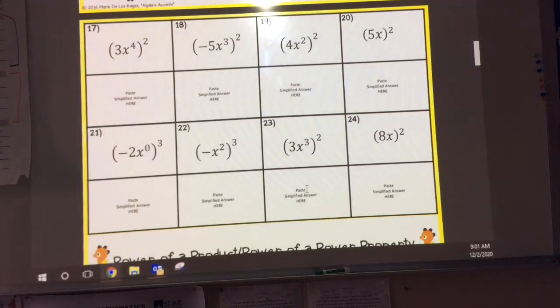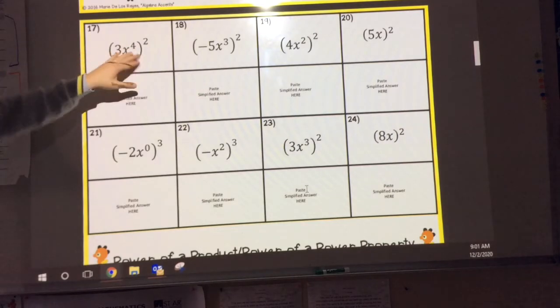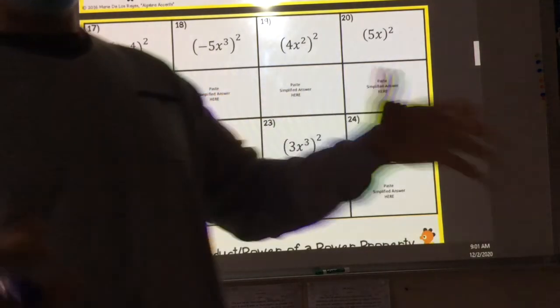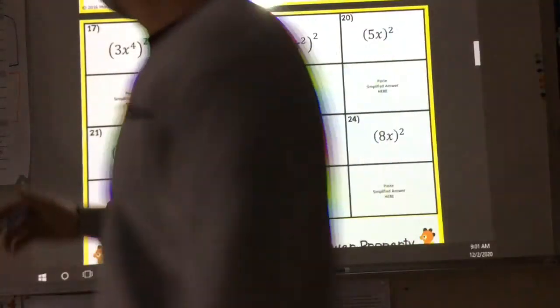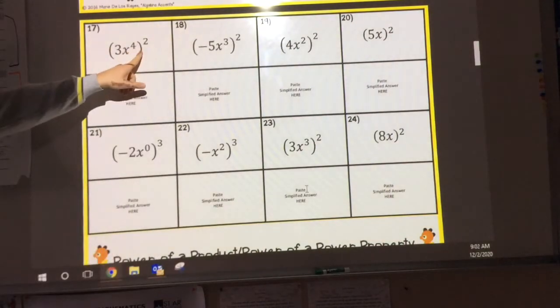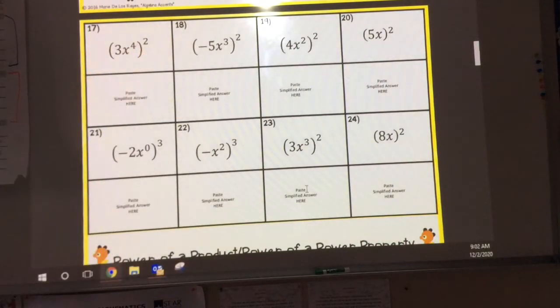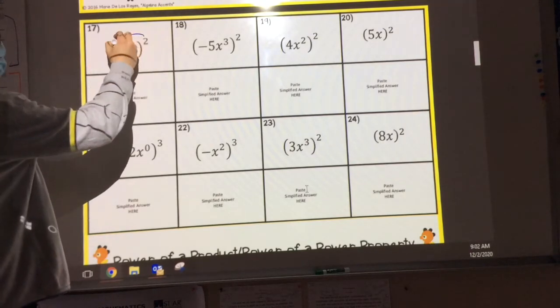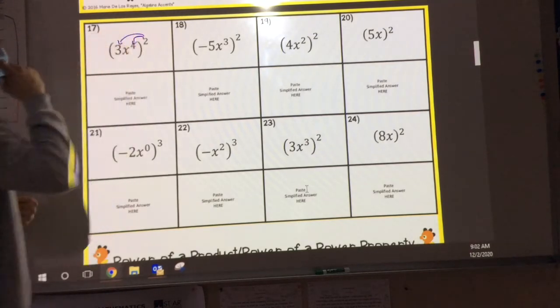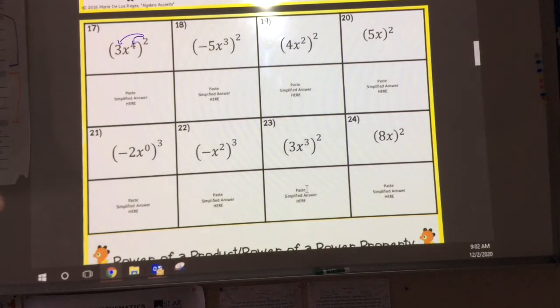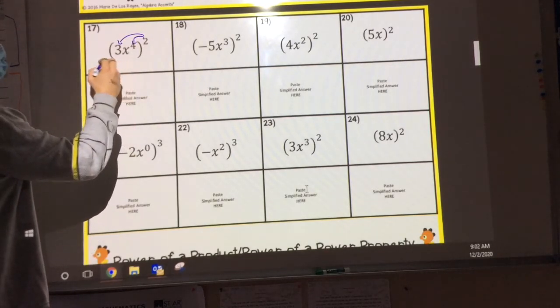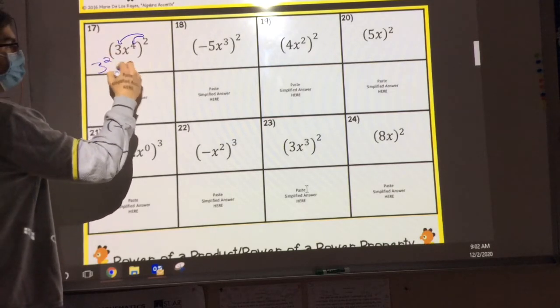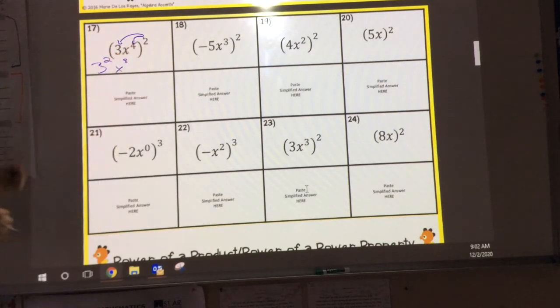So, taking a look at it here, we've got 3x to the fourth squared. Now, here's the biggest thing that you have to remember. When you have something in parentheses like this, the numbers in the parentheses include everything. So what I mean by that is if there are multiple numbers in here, you have to distribute that 2 to everything in there. Like this. It's going to become 3 squared, and x to the 4 times 2, which is 8. So if I rewrite this, we're going to have 3 squared, x to the 4 times 2 is 8.